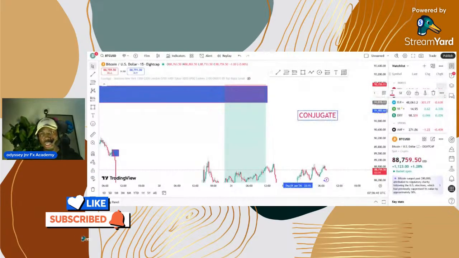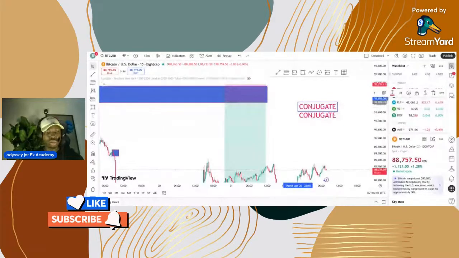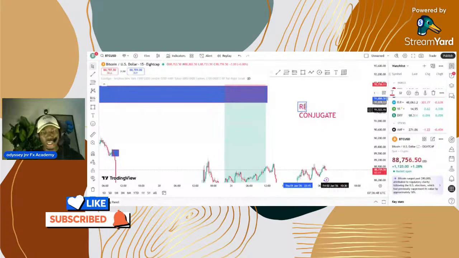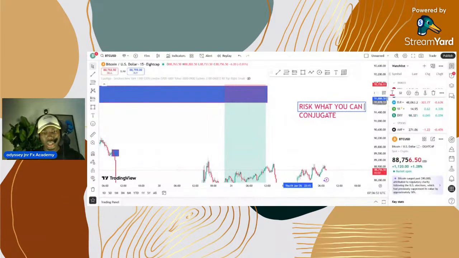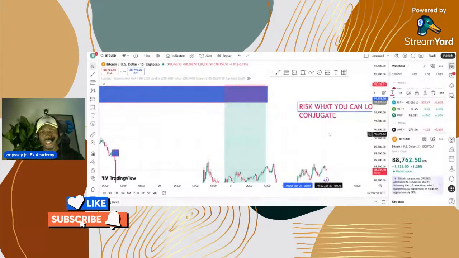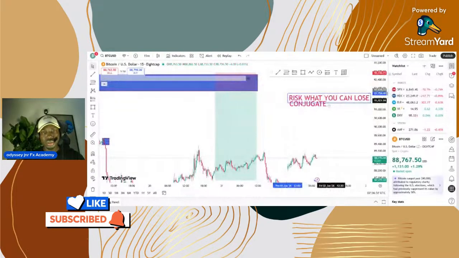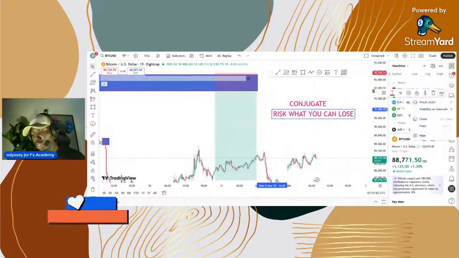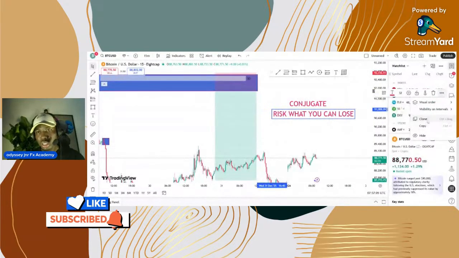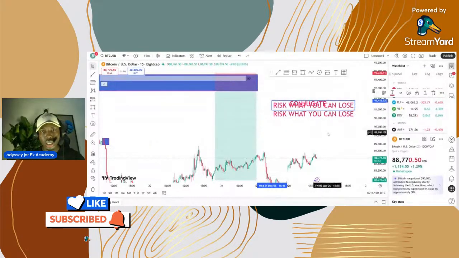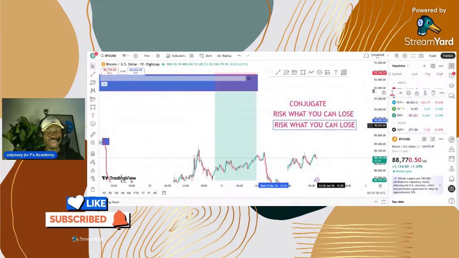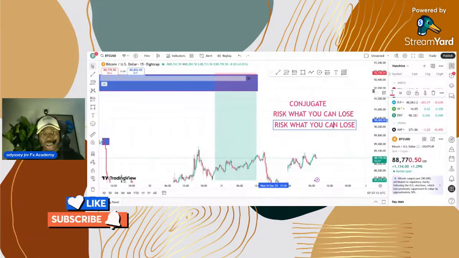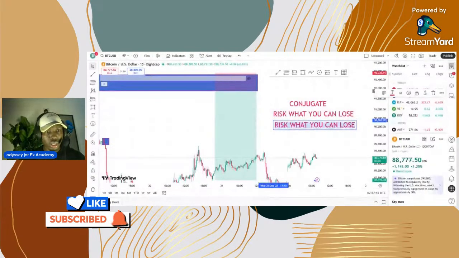And remember to risk what you can afford to lose. That is forex for you. There's no guarantee in forex, but with this now I know that there's high probability that this is going to play out.